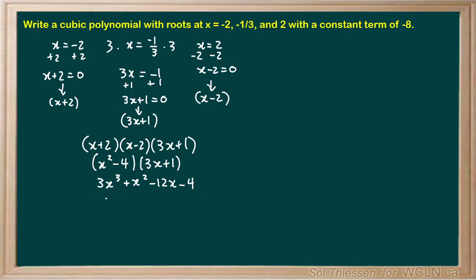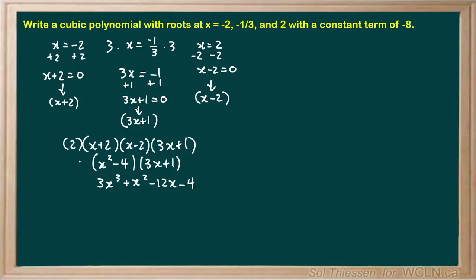So here we have an expanded polynomial with the specified roots at -2, -1/3, and 2. However, it doesn't have a constant term of -8. Its constant term is -4. So to give it a constant term of -8, we have to multiply through by a factor of 2.